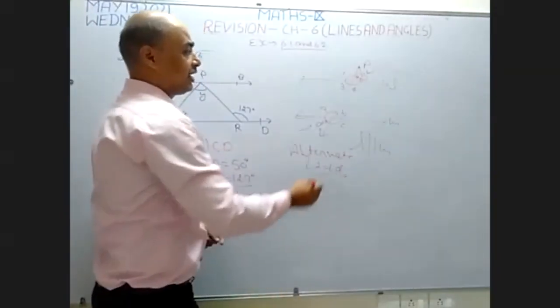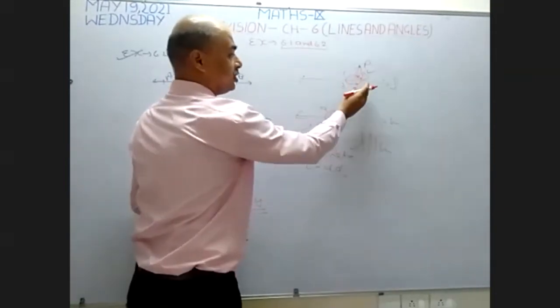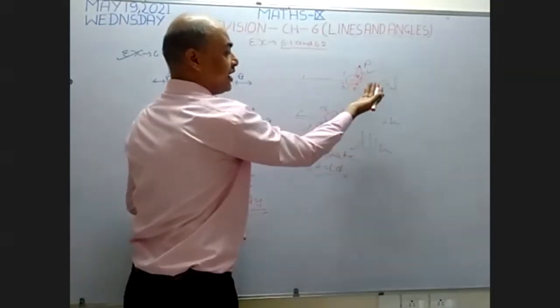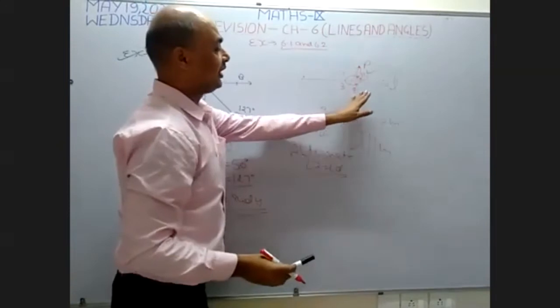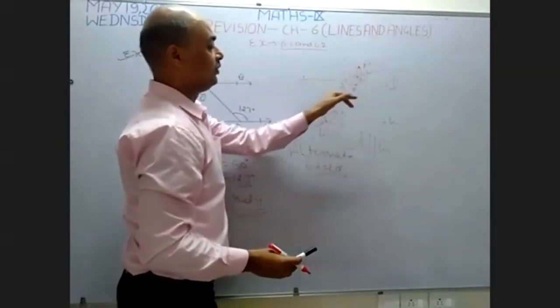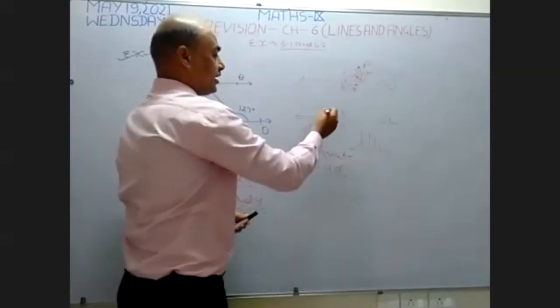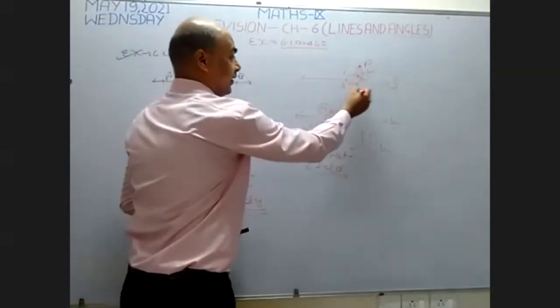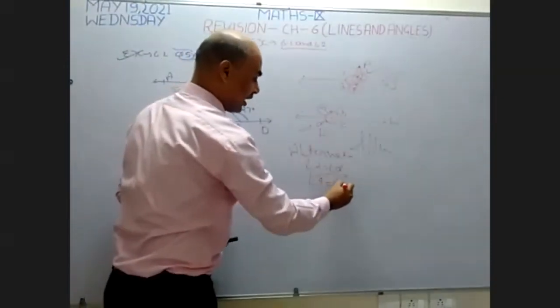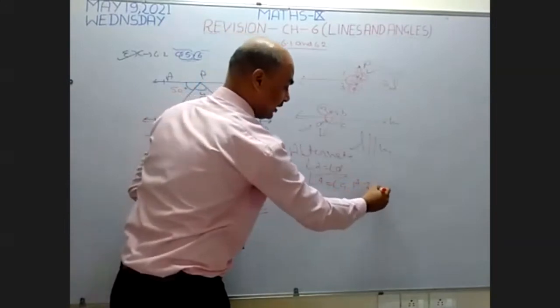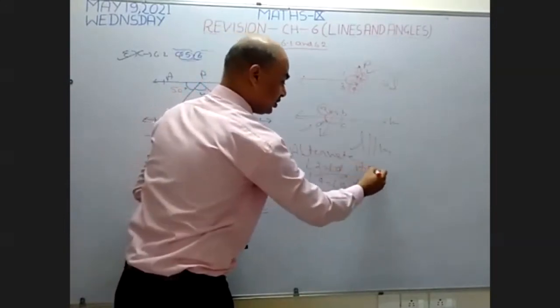And what is the interior angle? This is the interior angle. It is on the right side, so its alternate angle is on the left side. On the left side, it is given angle A. So angle 4 is equal to angle A. These are alternate interior angles and these are alternate exterior angles.